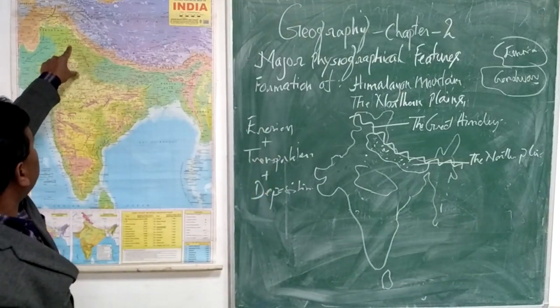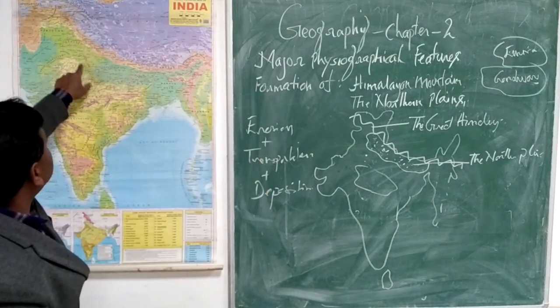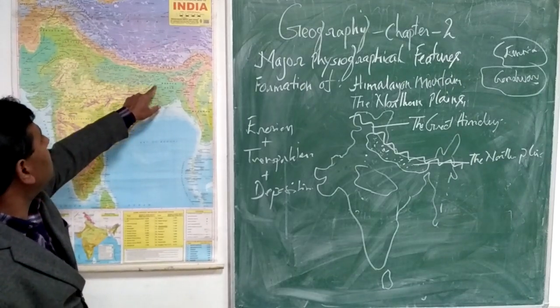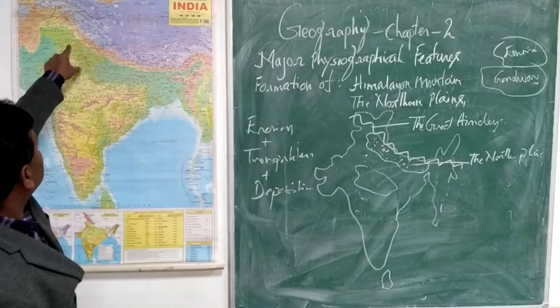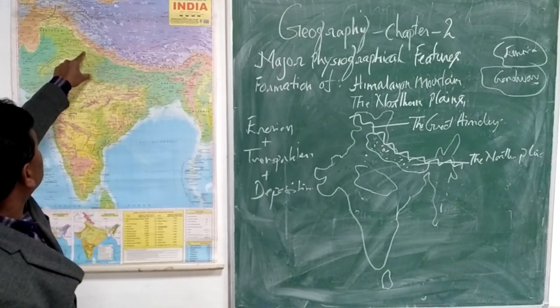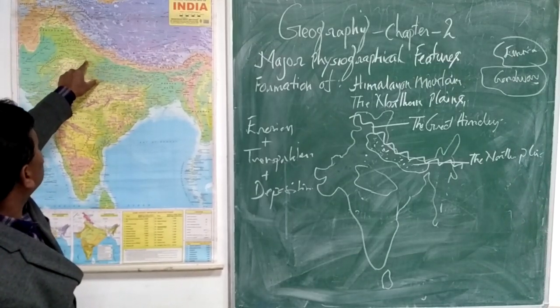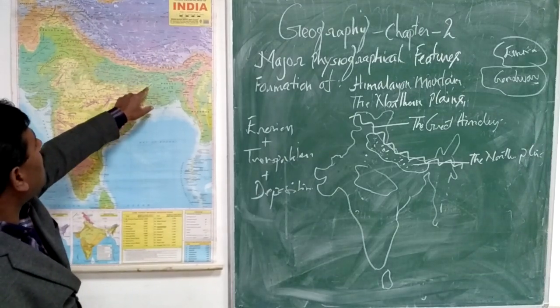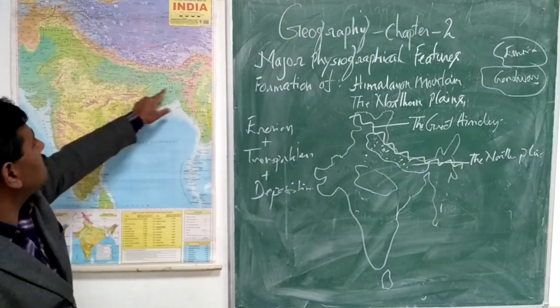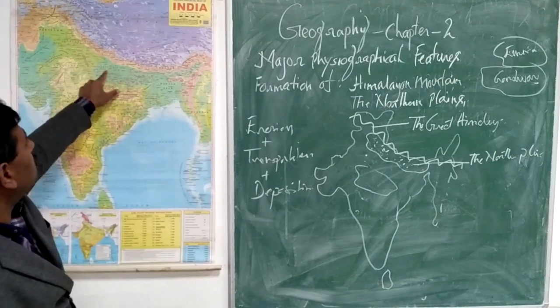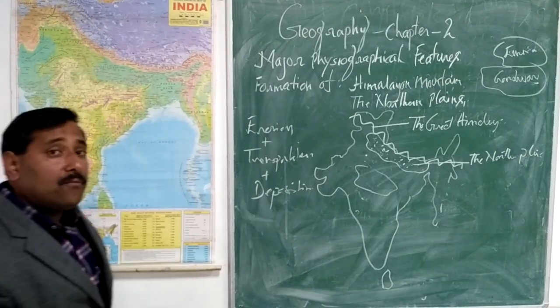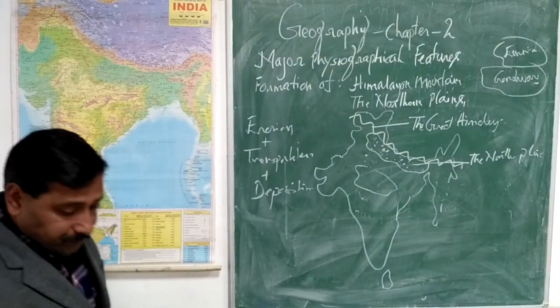Here on this map, you can see the long stretch of this fertile area, right from Punjab, Himachal Pradesh, some parts of Uttarakhand, Uttar Pradesh, Bihar. All these areas are an important part of the northern plains, which are full of alluvial soil.